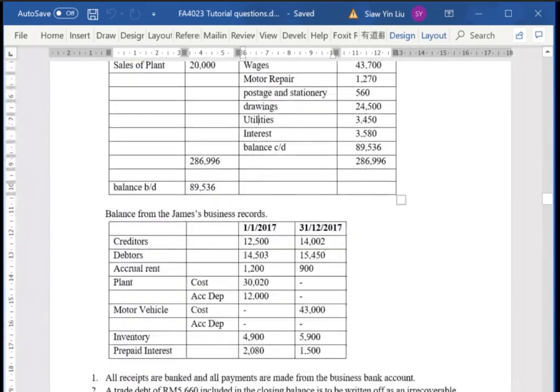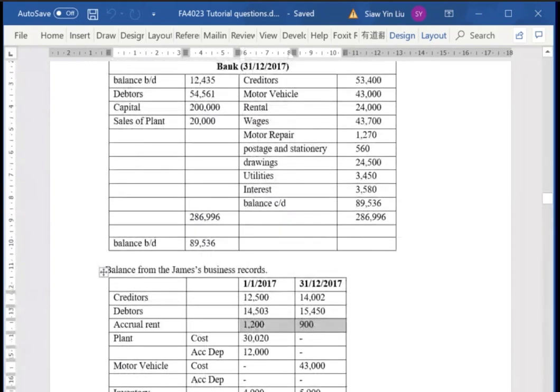So if you look at here, interest, here also got interest, right? So you got prepaid interest. Here got current year paid interest. So for interest, you need to open a T account. Same thing goes for accrual. You have accrual, rental here, and here you also have rental, right? So it means that we need to open a T account in order to figure out the figures in your income statement.